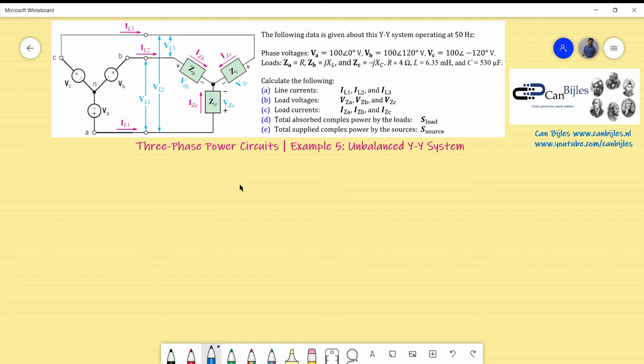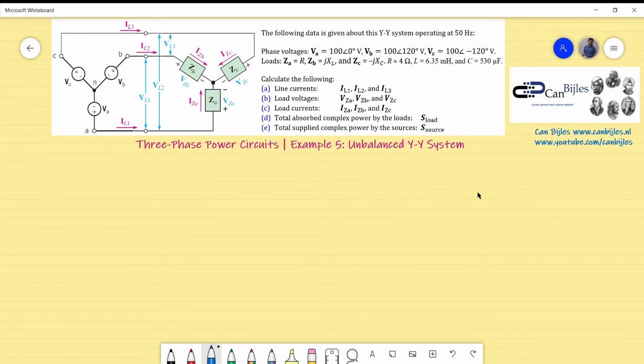In this situation, because there's an unbalanced system, we cannot assume that this point N is virtually connected to this point. So we cannot just use the voltage across this load, this load and this load. That will not be as easy as in the other examples. What we need to do is make use of circuit analysis methods like nodal analysis or mesh current analysis. So let's look at the example so that it will be clear.